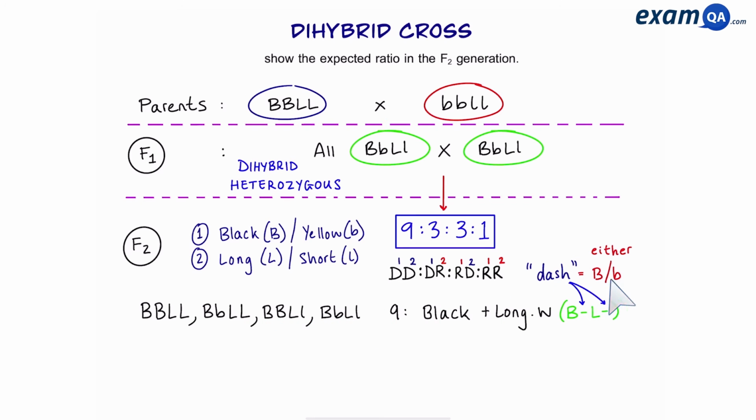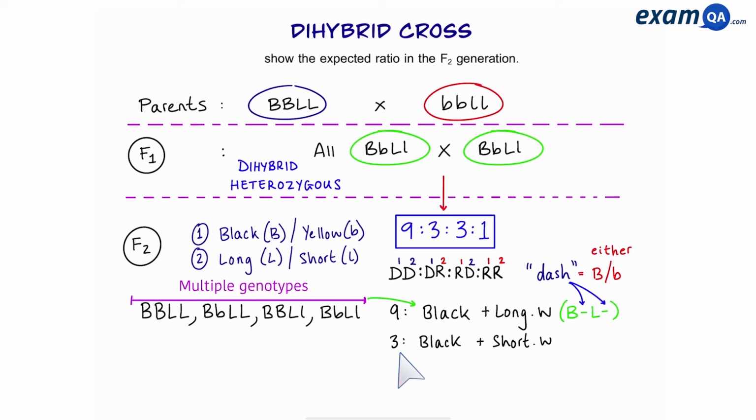So the dashes just mean that you could have a dominant or a recessive allele there, it won't make a difference. We always use this dash method when we have multiple genotypes, for example these 4, which all code for the same phenotype. In this case, they all code for black fur and long whiskers. Okay, let's look at the next one.